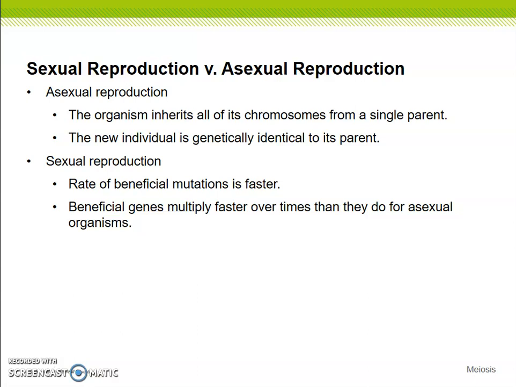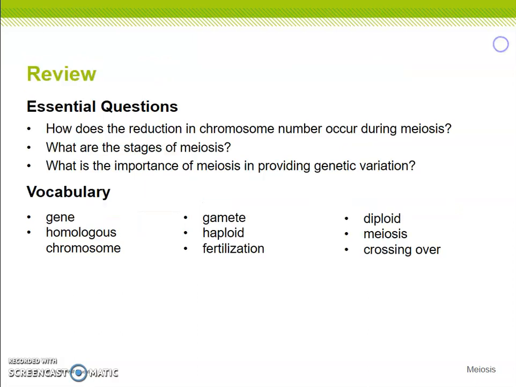Sexual reproduction is beneficial because you get genetic variability. The rate of beneficial changes is a lot faster than in asexual reproduction, and beneficial genes multiply faster over time than they do for asexual organisms.